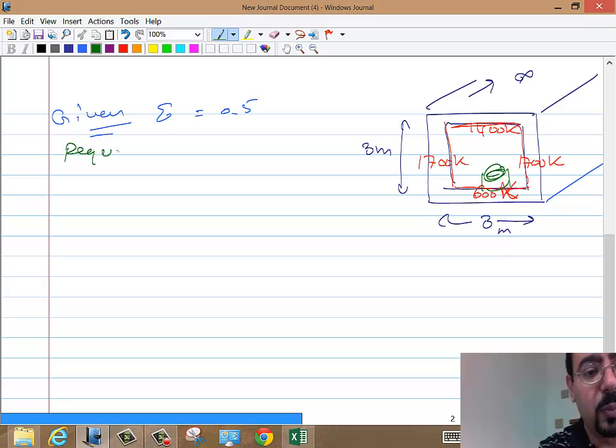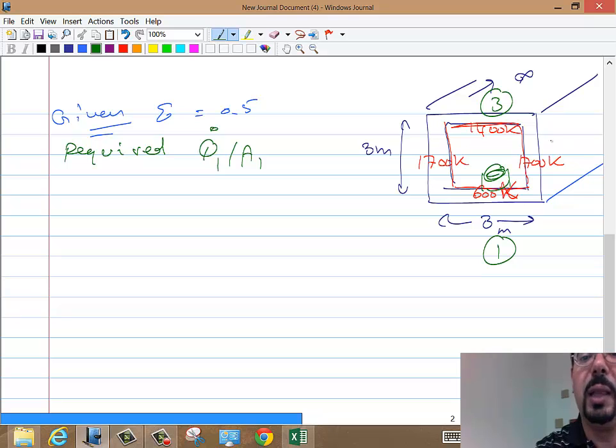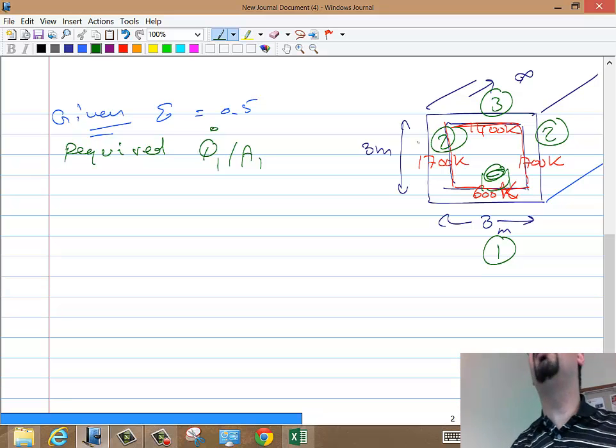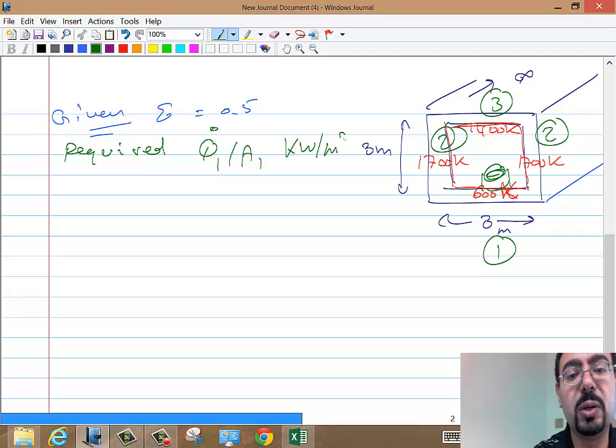So required is Q dot 1 over area 1. So let's call this floor 1, and let's call the ceiling 3, and the walls, I could make them 2 and 4, but that makes the problem very hard, and there is no need to call them 2 and 4. Let's call them 2 and 2. So surface 2 is basically 2 parts, the part to the right and the part to the left, because of the symmetry, right? That's why we can do this. So required is Q dot 1 over area 1, which would be in kilowatt per meter squared.